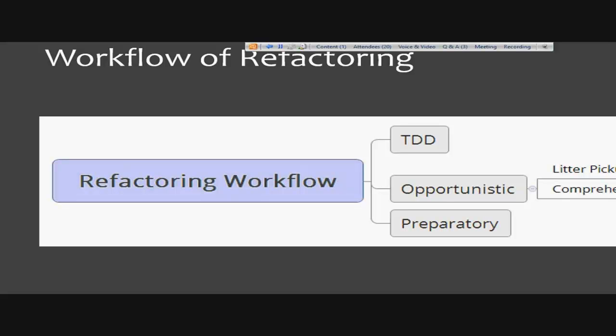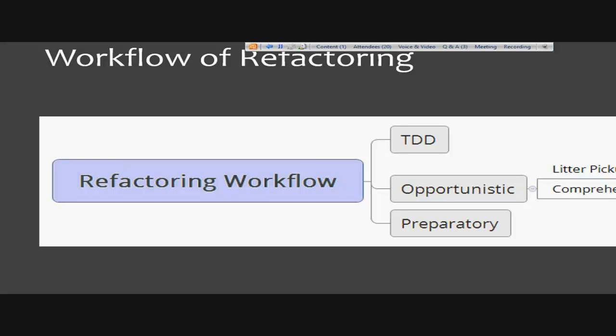Now there is another kind of refactoring that we can practice, which on a broader term is called opportunistic refactoring. Whenever we see the opportunity, we refactor, or we try to think about the refactoring. One of the kinds is litter pick refactoring. What do we do in litter picking? Litter means garbage.